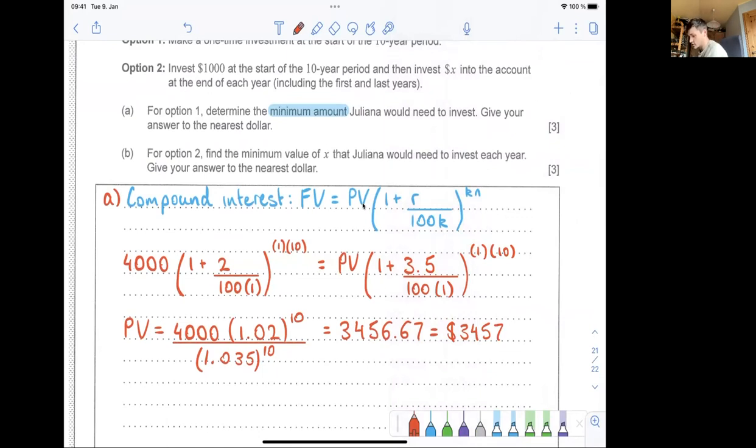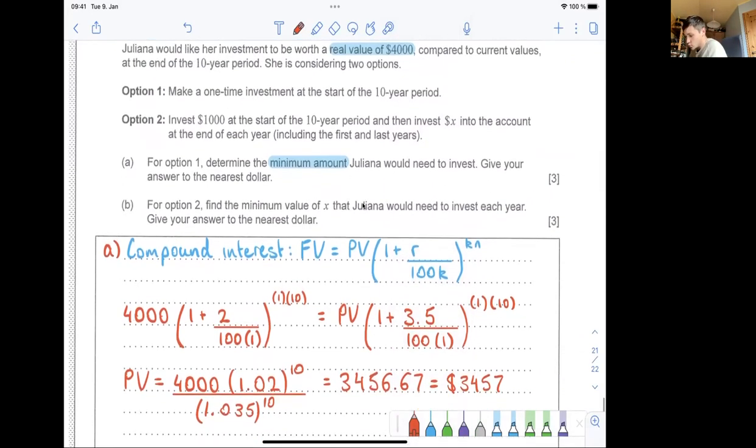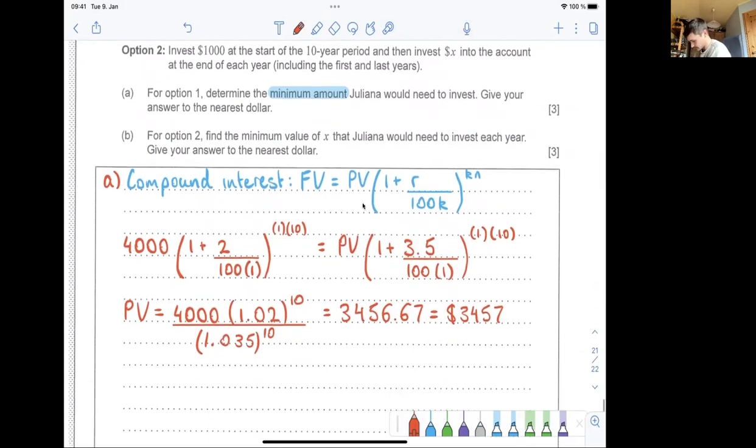Okay, so let's move on to part B. For option 2, find the minimum value of X that Juliana would need to invest each year. Give your answer to the nearest dollar.